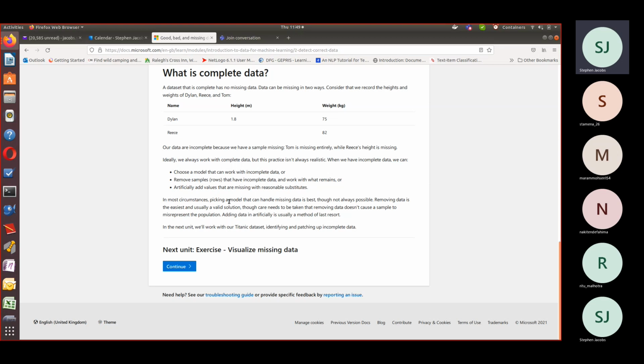In most circumstances, picking a model that can handle missing data is best, though not always possible. Removing data is the easiest and usually a valid solution, though care needs to be taken that removing data doesn't cause a sample to misrepresent the population. Again, adding data is usually a method of last resort. In the next unit, we'll work with our Titanic dataset, identifying and patching up incomplete data.